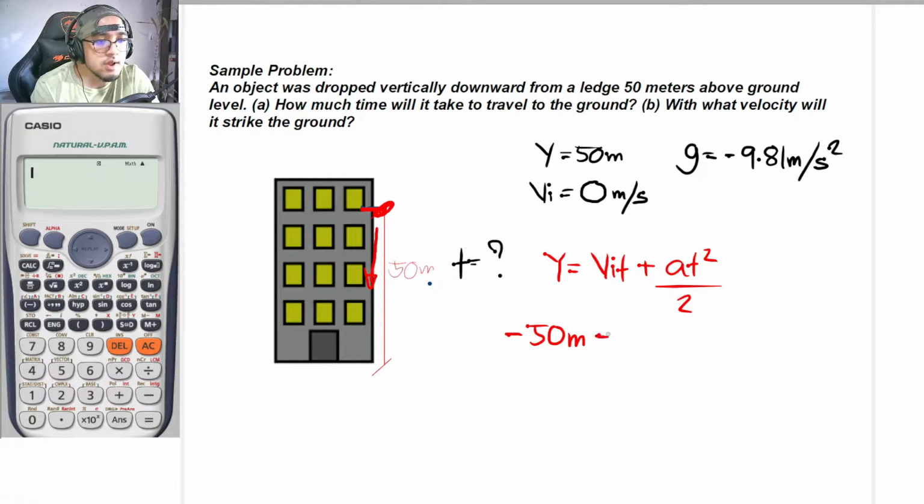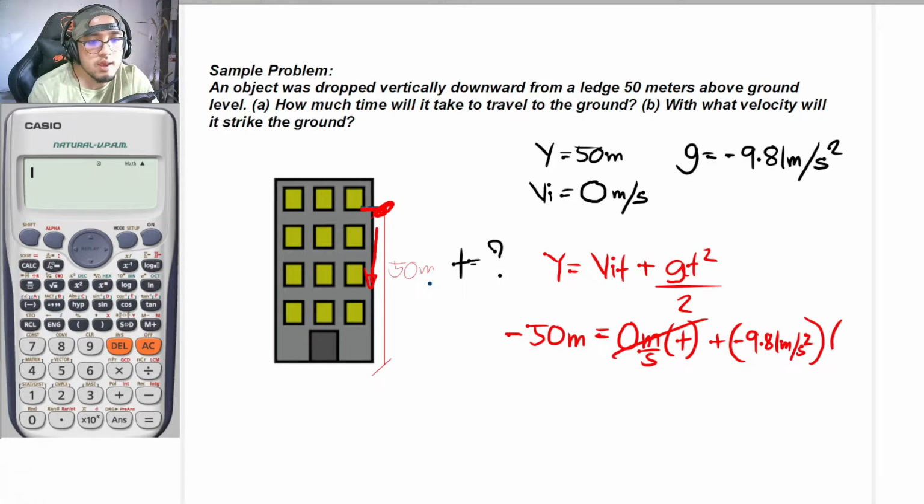Okay, so this is now equal to VIT, but since our initial velocity is equal to 0 meters per second, 0 meters per second times time, so this will just cancel out because that is equal to 0. Plus, what is now the acceleration? Basically, that is g, and for your g, that is equal to negative 9.81 meters per second squared, times t squared divided by 2.